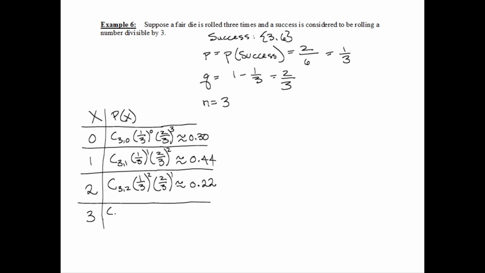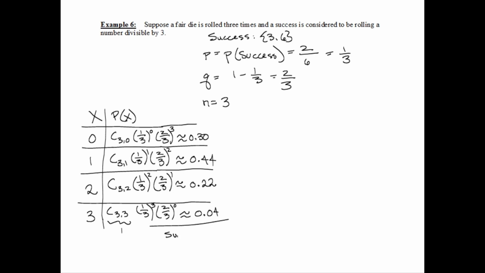And last, combination 3, 3. What's that going to be? That means we're going to choose the whole entire group. How many ways is that possible? 1. So that'll be 1/3 to the number of successes, so 3. 2/3 to the number of failures, so 0, which is about 0.04.